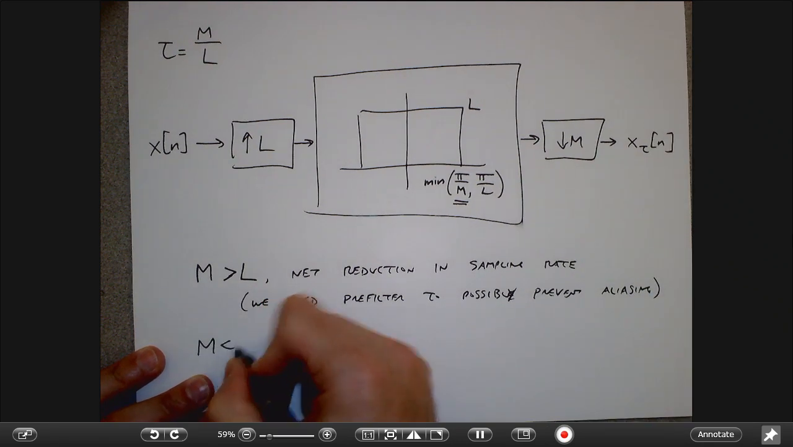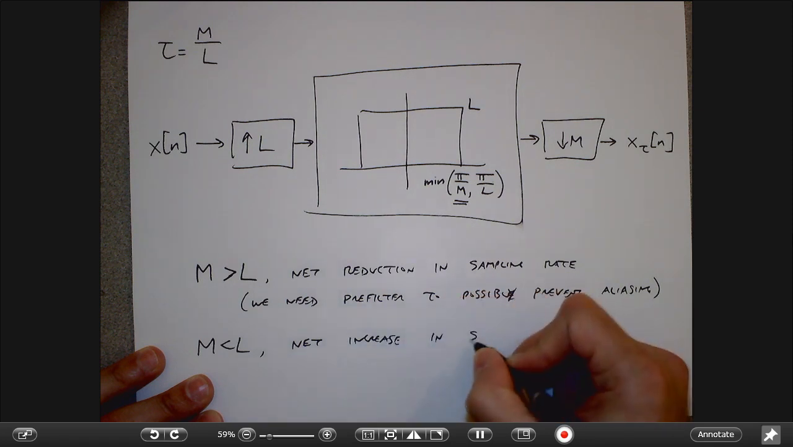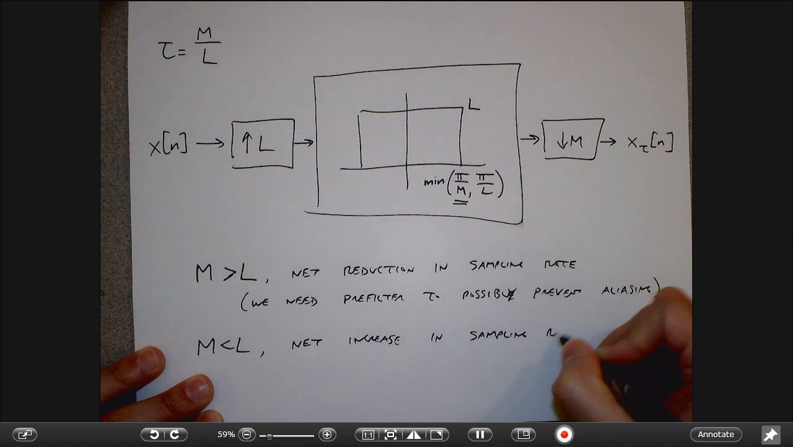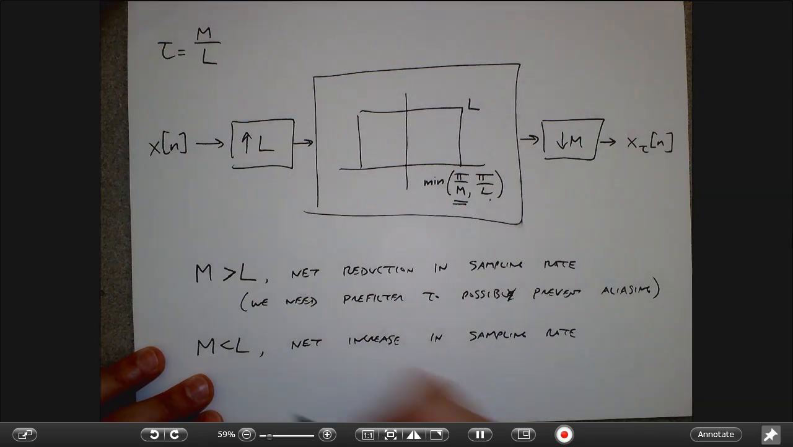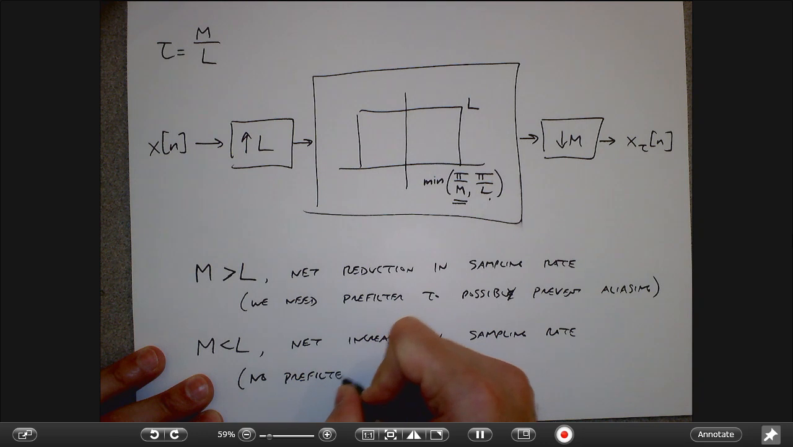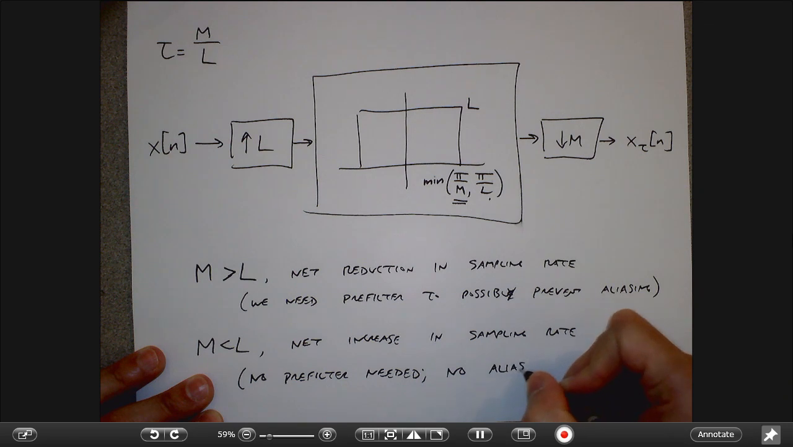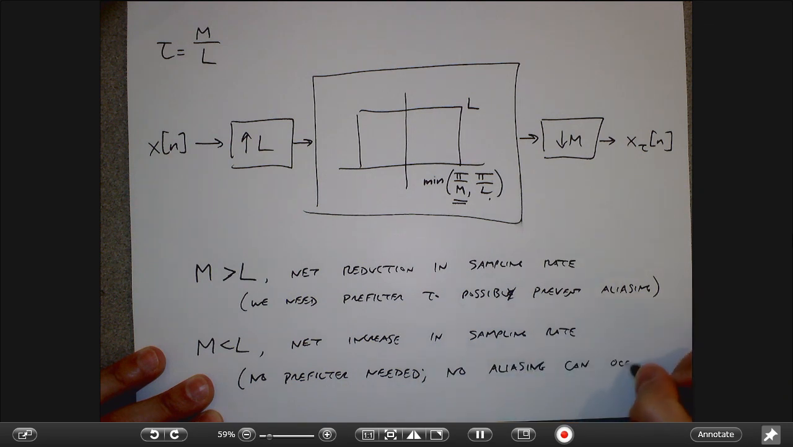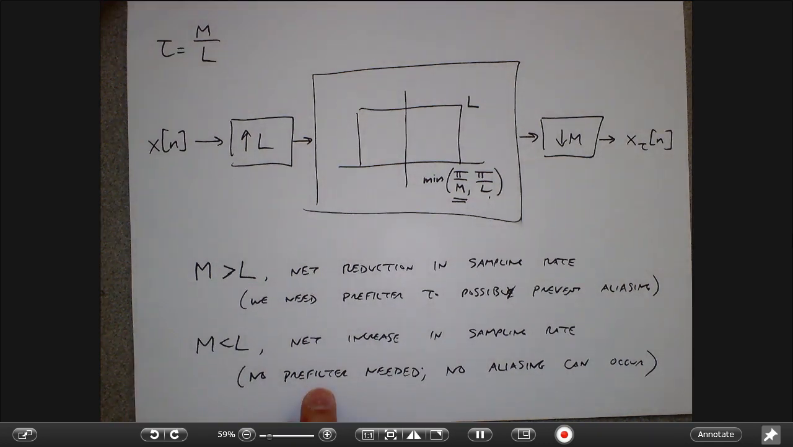If M is less than L, I have a net increase in sampling rate. And that means that this number is more stringent, and that means I don't need the pre-filter, so basically no pre-filter needed. No aliasing can occur. Right, so I really only need one filter either way. Okay, so let's stop to ask, does that make sense? Questions or comments?